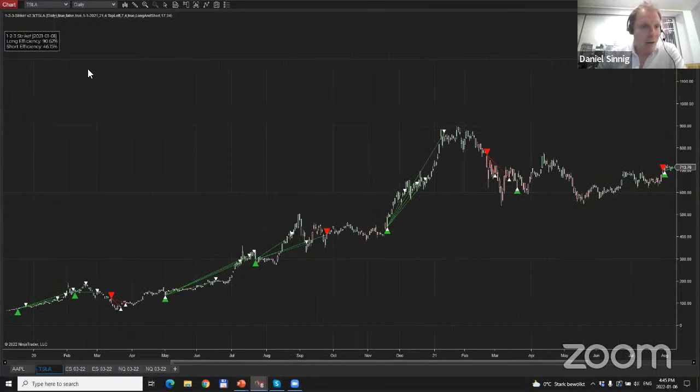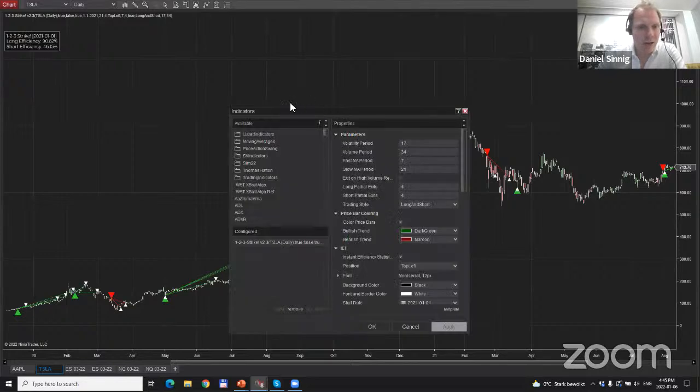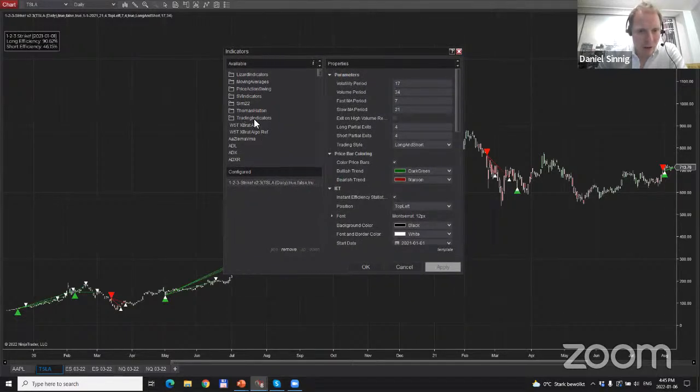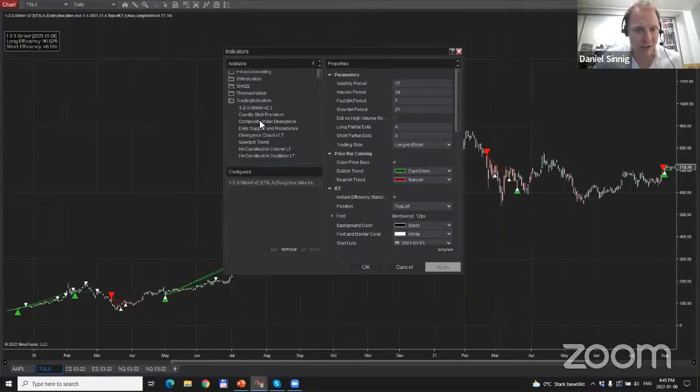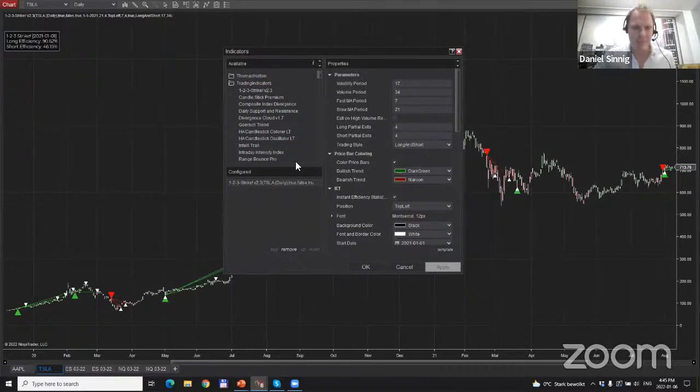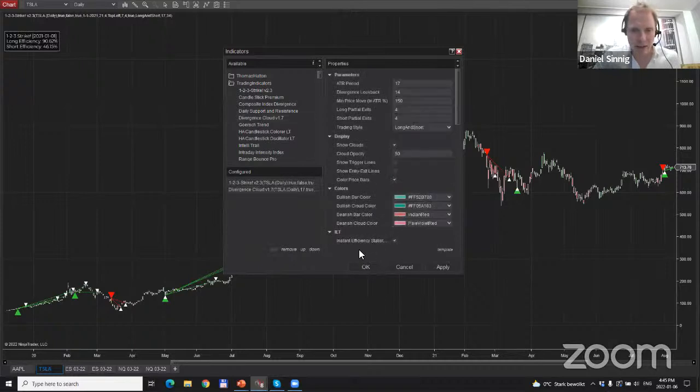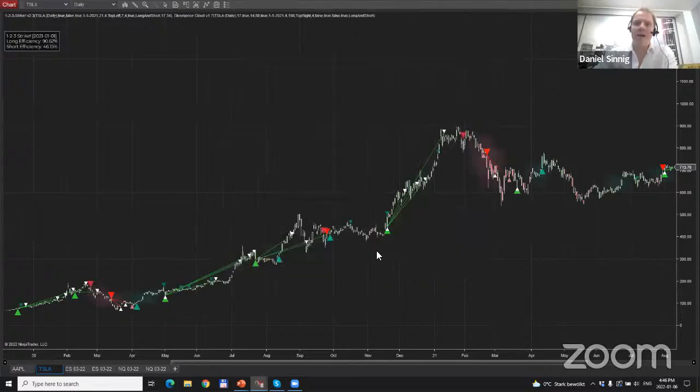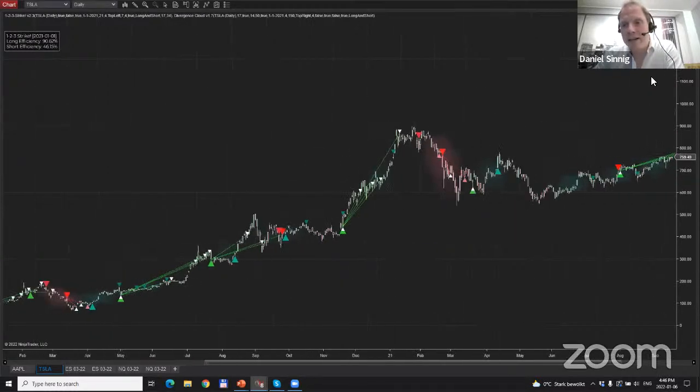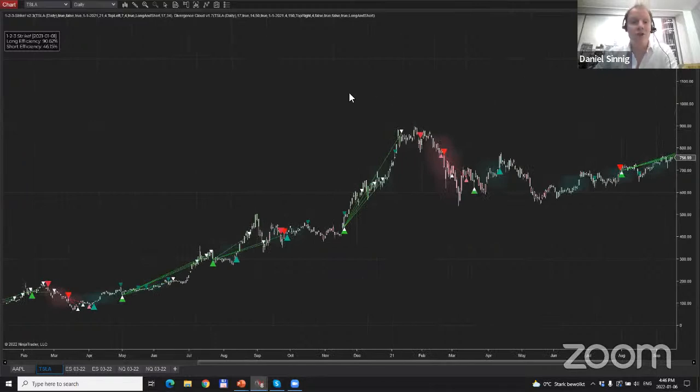So, we have built these statistics into every one of our indicators. Just for the sake of the example, let me apply Divergence Cloud to it. I go to indicators and pick them from the subfolder here. It's called tradingindicators.com. If you have one of our indicators, you will find all of them in this subfolder called Trading Indicators. I will go down to Divergence Cloud and apply it. And IET, Instant Efficiency Statistics, is checked. I click OK. And also here for Divergence Cloud, I can see these statistics shown on the chart.